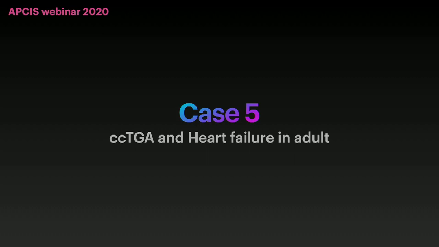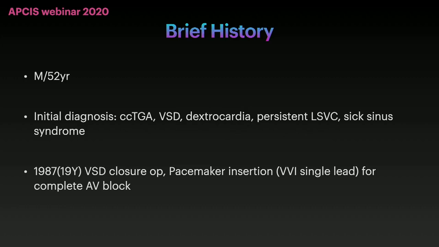I'm Jang Young Yoon from Sejong Hospital. In this last case, we will discuss ccTGA and heart failure in adult patients. A 52-year-old male patient was initially diagnosed with ccTGA, VSD, dextrocardia, situs inversus. He underwent VSD closure at 19 years old and VVI pacemaker insertion for complete AV block at another hospital. We couldn't determine whether this block was natural or a post-operative complication. There is no record. This is the first discussion issue.